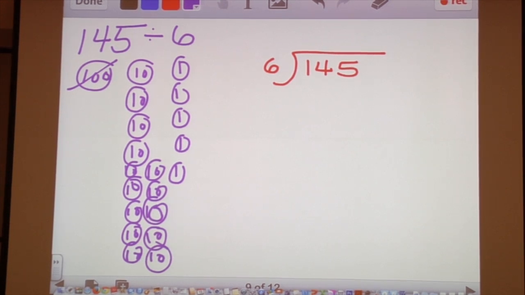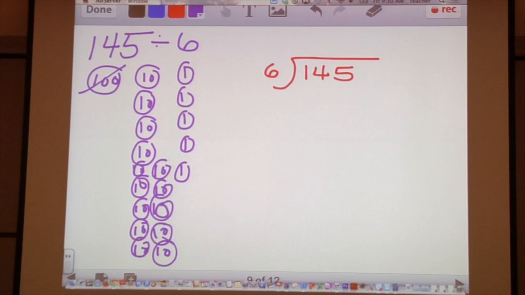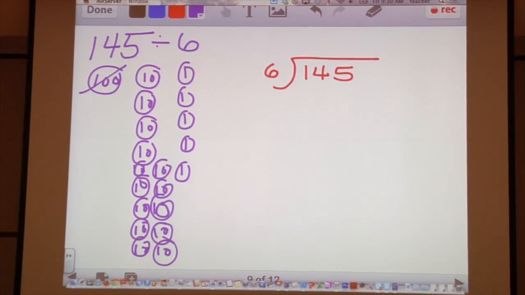Now, how many 10s do I have to work with? I have 14 10s. If I want to break those 14 10s into 6 equal groups, how many 10s are going to go into each group? 2. Two of the 10s are going to go into each group. How many of those 10s have we now used? 12. I've used 12 10s. How many are left? I have 2 10s left, so all of these are gone.